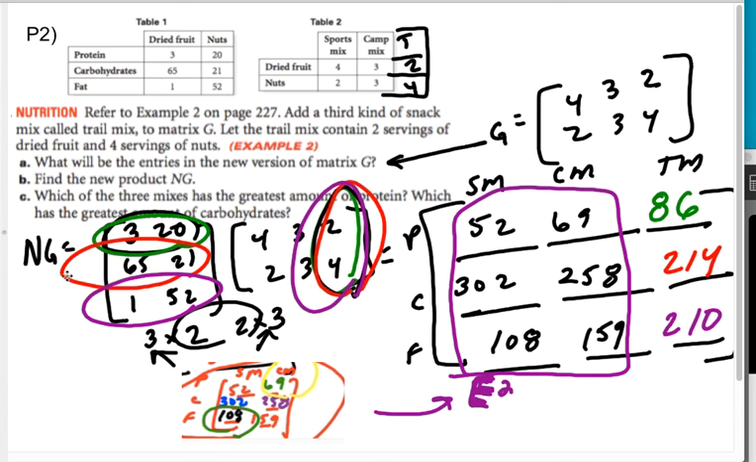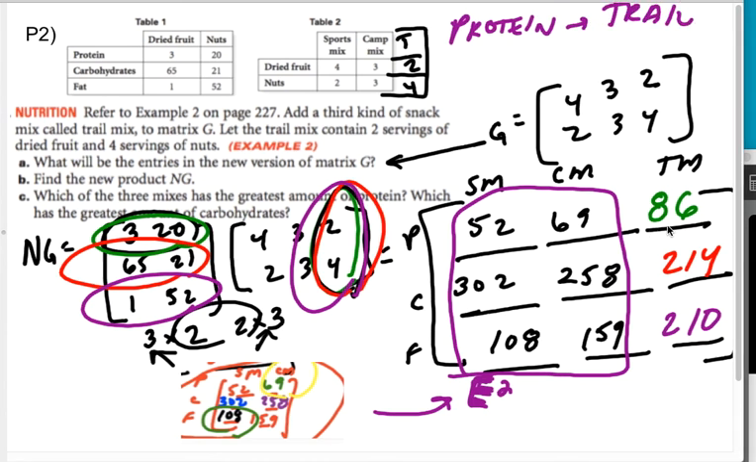So the question we're asked is which mix has the greatest amount of protein? Well, so for the greatest amount of protein, right, we can see now that we have the trail mix. We want to go with the trail mix, right? Because the protein is the top row and the trail mix definitely has the most protein. Which of the mixes has the greatest amount of carbs?